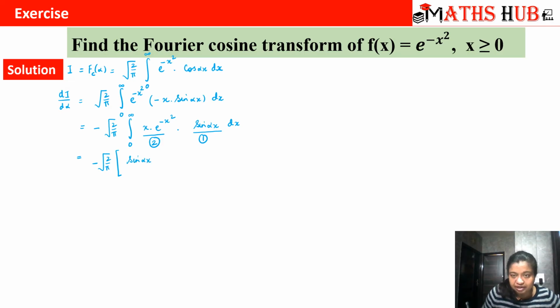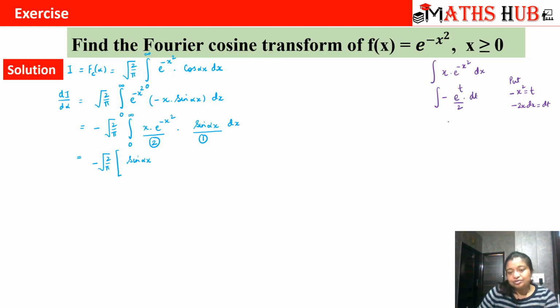Integration, I'm just working out the integral here. Integration of x into e to the power minus x square dx. So what is the integration of this? You can put x square as t or you can put minus x square as t. So you will get minus 2x dx is equal to dt, right? And then this integral, minus x dx will become dt by 2 and this will become e to the power t dt by 2. So that is simply minus e to the power t by 2. And the limits will be from 0 to infinity. So you will get the integral as e to the power minus x square divided by 2, limits from 0 to infinity, minus integration 0 to infinity.